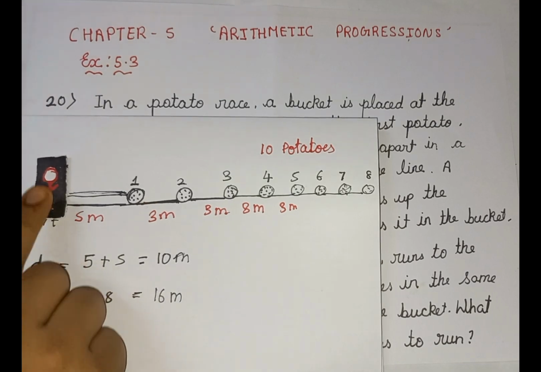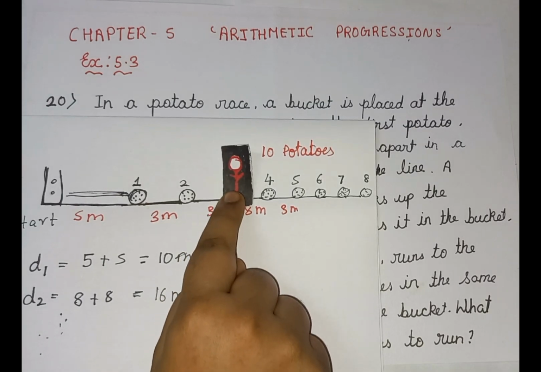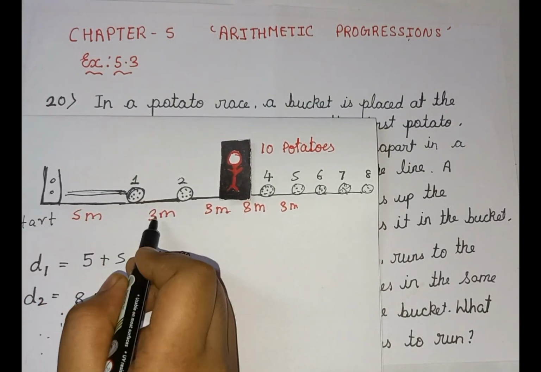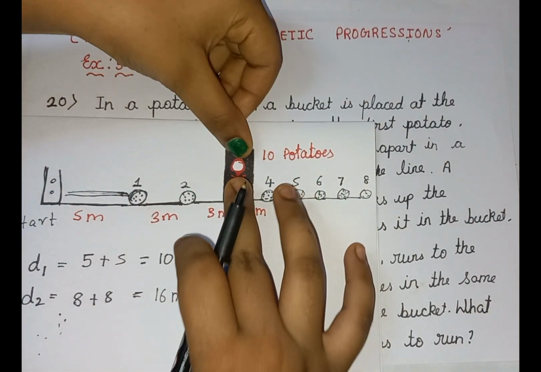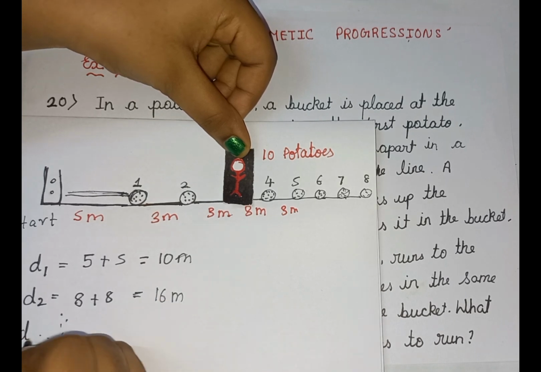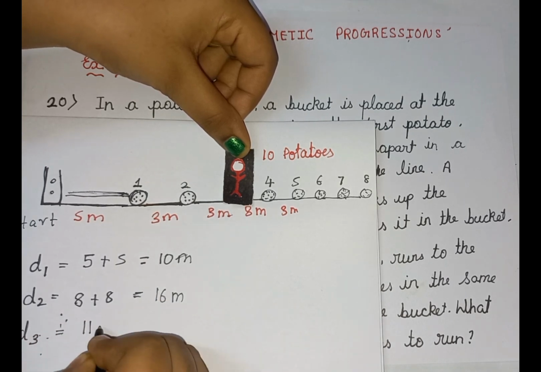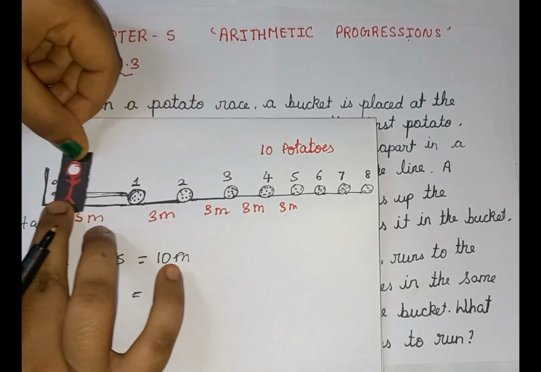So here this is the person, right? This person, he is going to the third potato. Now he is picking up the potato. So what is the distance? 5 plus 3 plus 3. Why? Because the third potato is here, right? Once again, the third potato is here. So 5 plus 3 plus 3 is 11. Once again, 11. And then he is going back in the same direction like this, isn't it?